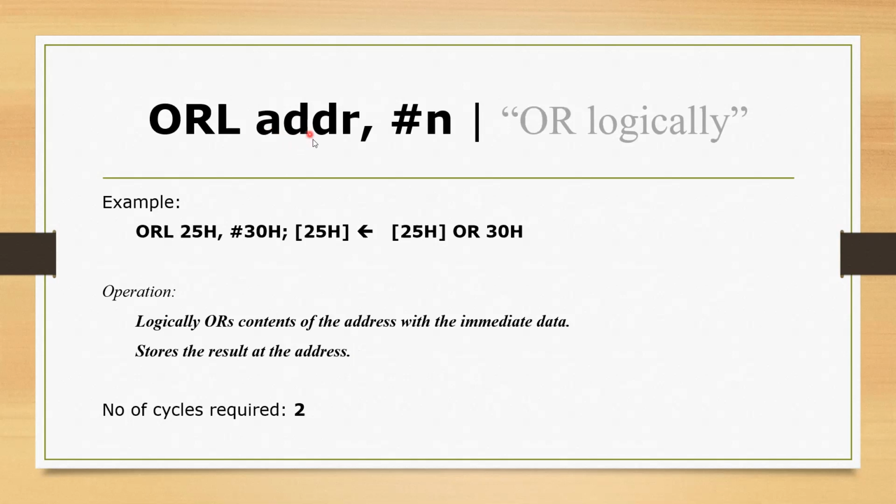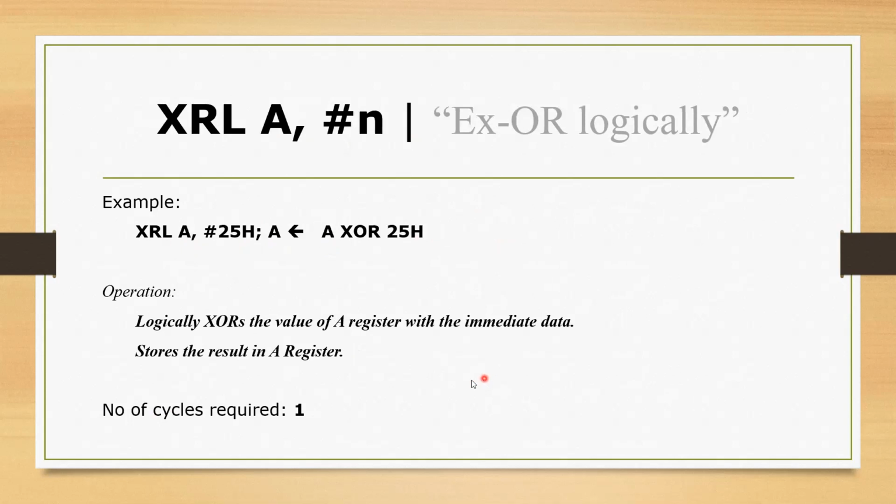Or logically the memory location with an immediate data. So ORL 25 hex comma #30 hex. Here #30 hex means it's immediate data. Without the hash, it is the memory location. So it logically ORs the content of the address with the immediate data, and the result is stored at the address location. Number of cycles required is 2.